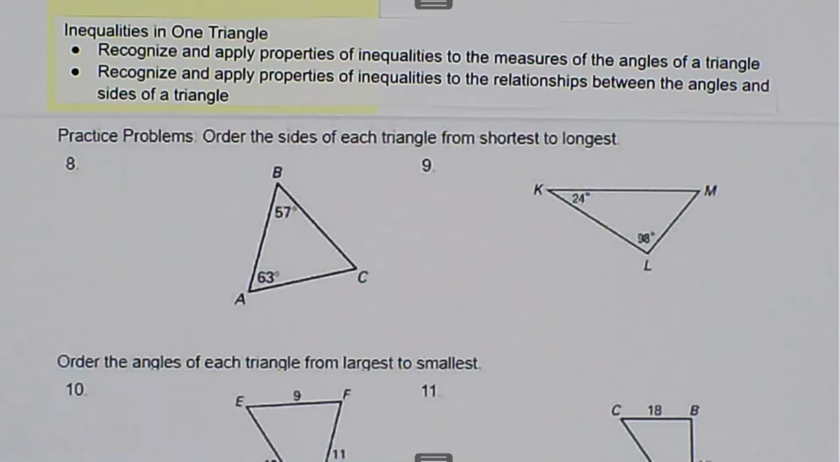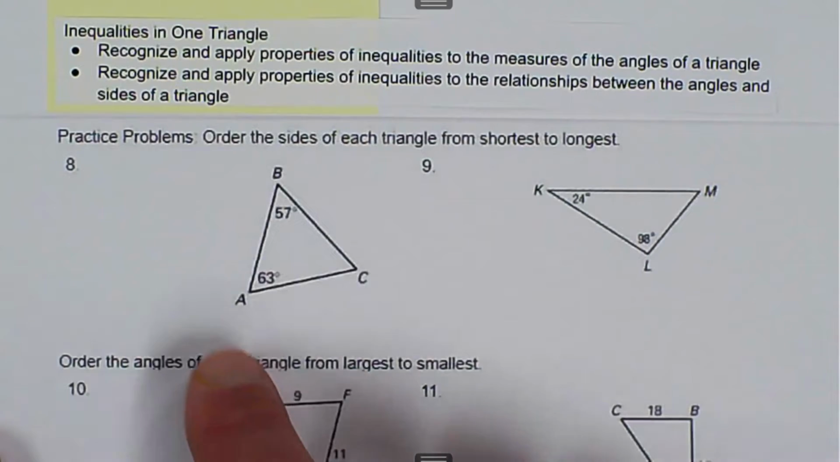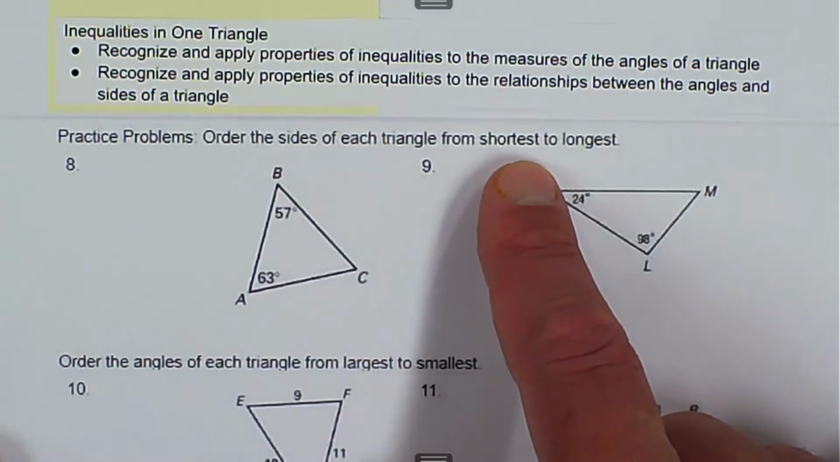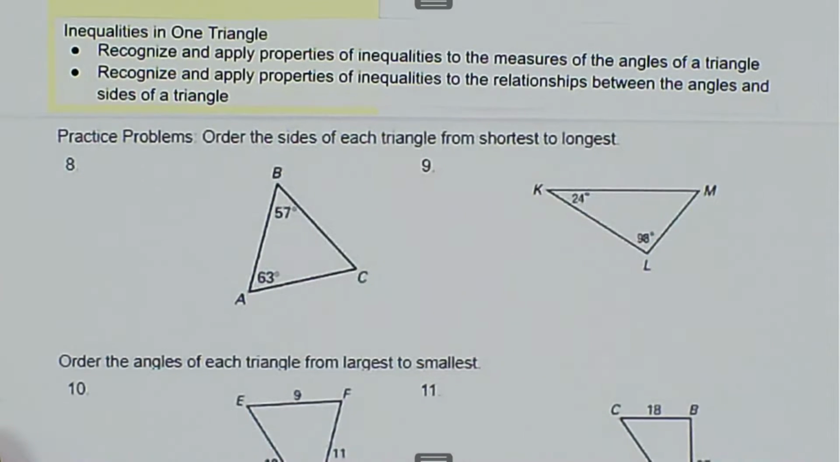We are talking about inequalities in one triangle, and we want to recognize and apply properties of inequalities to the relationships between the angles and the sides of a triangle. So here we have a couple practice problems. And it says, order the sides of each triangle from shortest to longest.